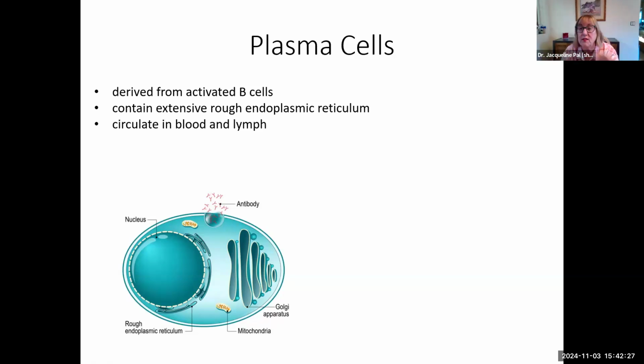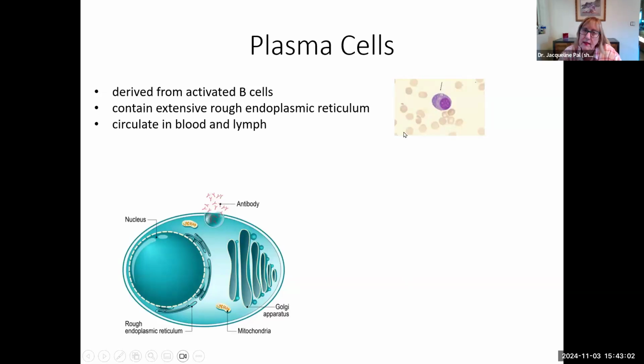And do you remember what ribosomes did? Yes, this is where proteins were made. So basically, the plasma cell has become a protein factory. And the plasma cells are circulating in your blood and your lymph. And the specific type of protein plasma cells make are antibodies, also known as immunoglobulins. So here is a plasma cell in your blood.